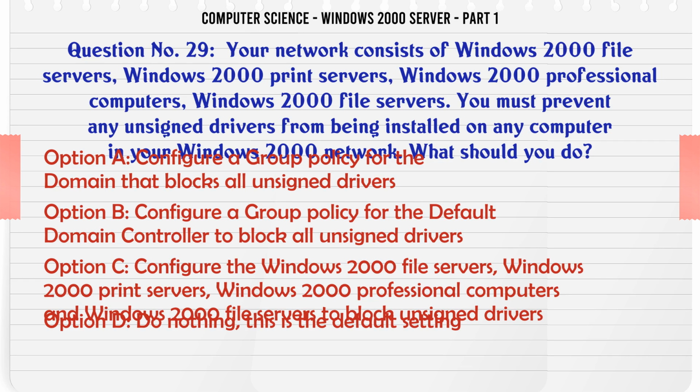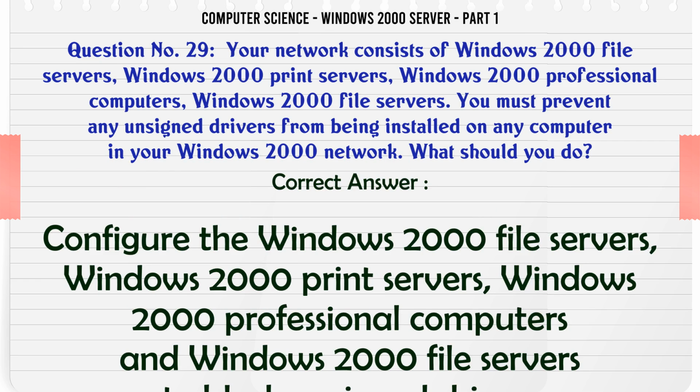C. Configure the Windows 2000 file servers, Windows 2000 print servers, Windows 2000 professional computers, and Windows 2000 file servers to block unsigned drivers. D. Do nothing. This is the default setting. The correct answer is: configure the Windows 2000 file servers, Windows 2000 print servers, Windows 2000 professional computers, and Windows 2000 file servers to block unsigned drivers.